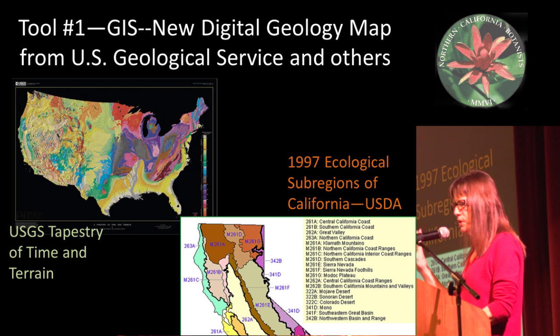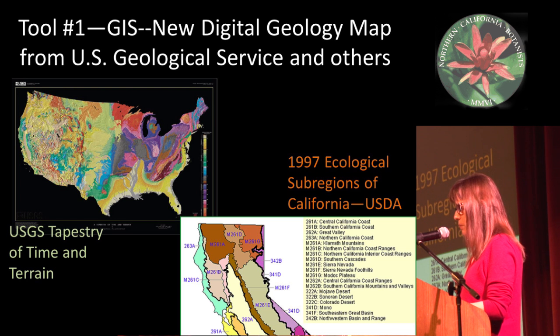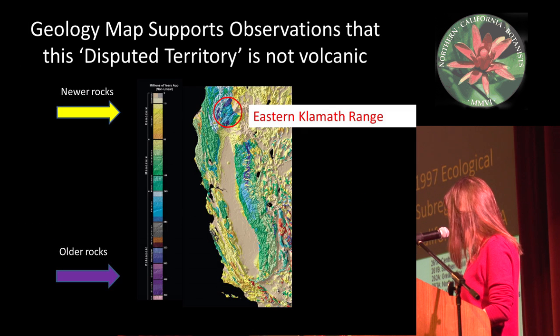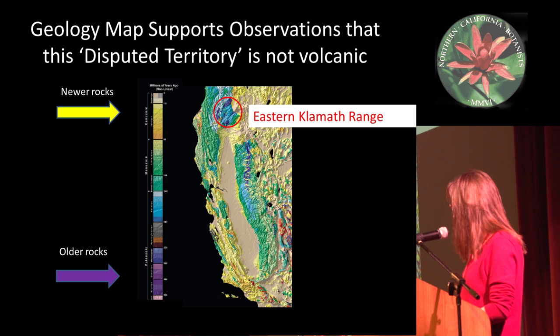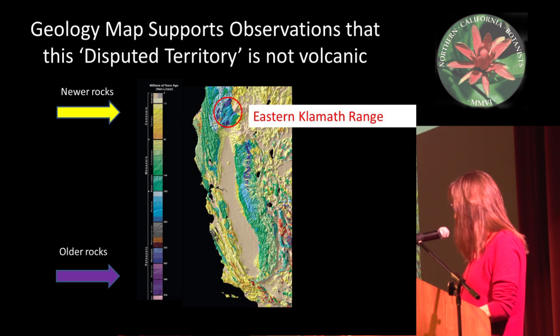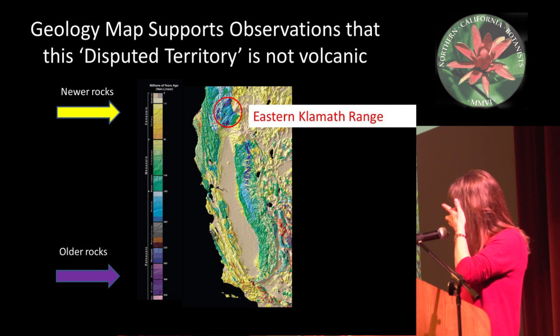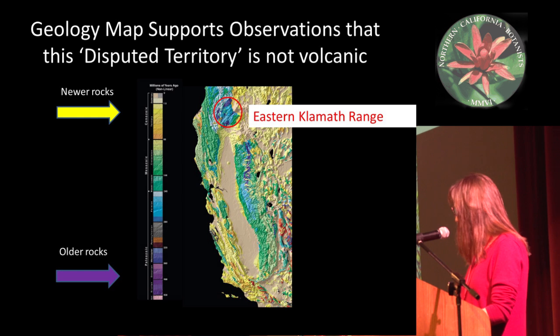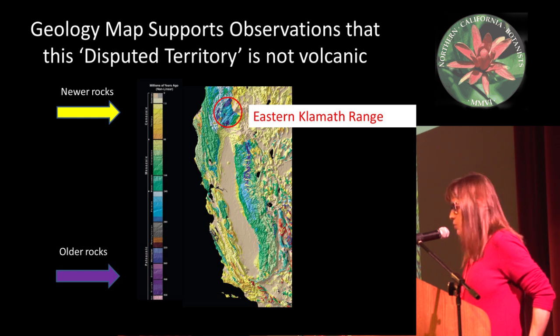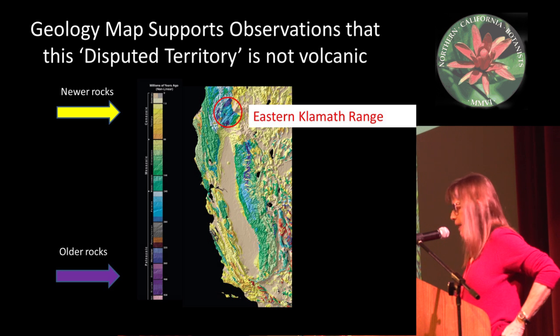That there's one for the Scott Eddy Mountains and another one for the Eastern Klamath Range, which is the one that we're talking about today. So, the simplified legend is newer rocks on top, older rocks on the bottom. You can see from this geologic map that the Klamath Range is mostly older rocks, and it's bounded on the east, north, and south by those light yellow to cream colored rocks, which are the newer volcanics of the Cascades.